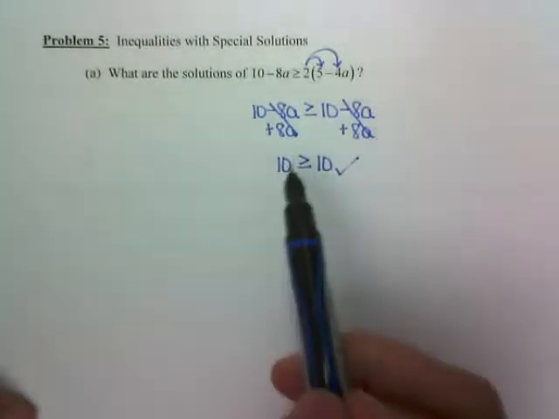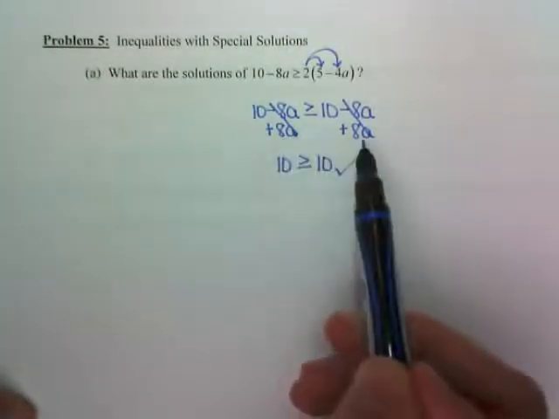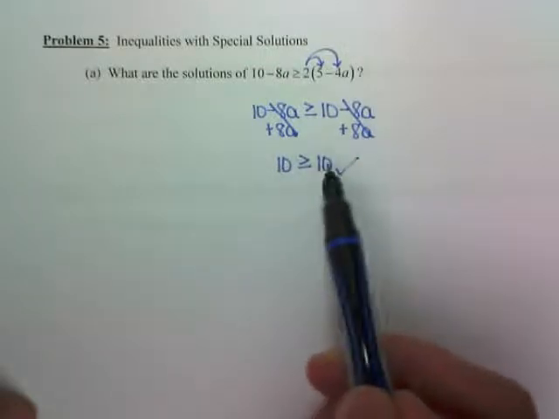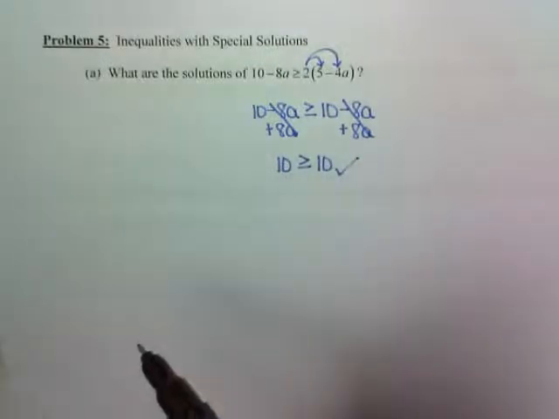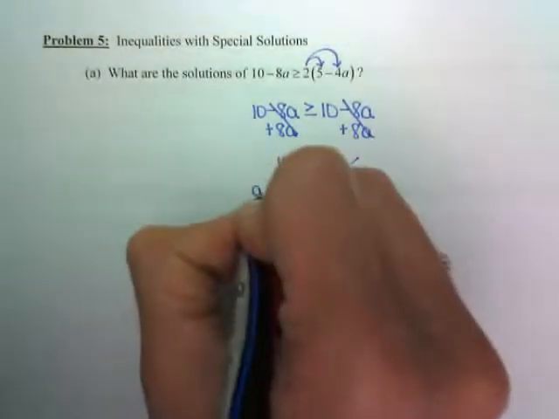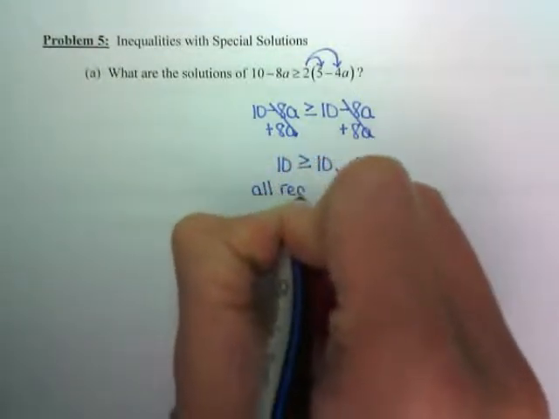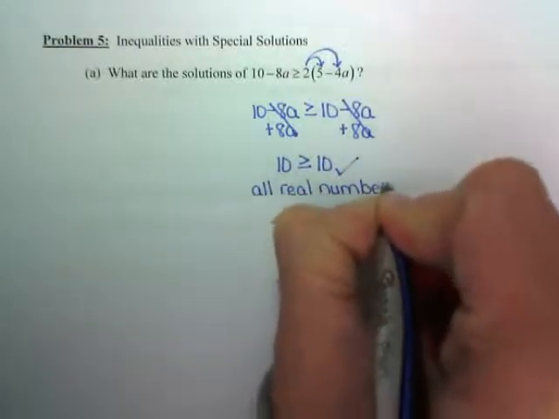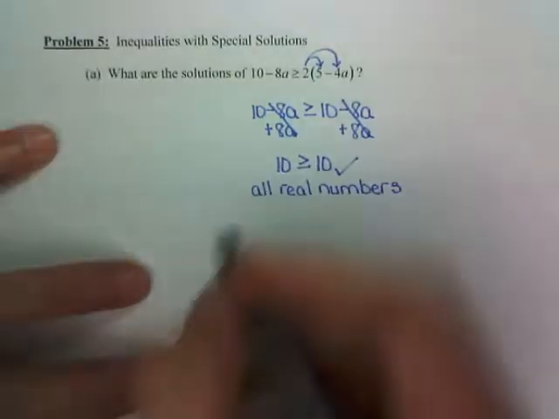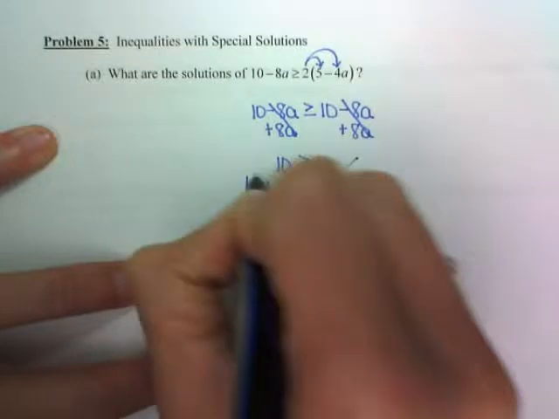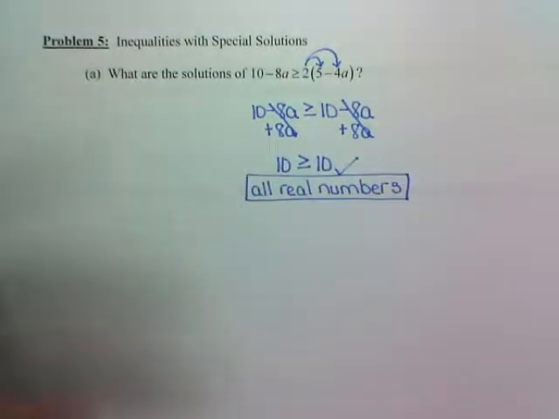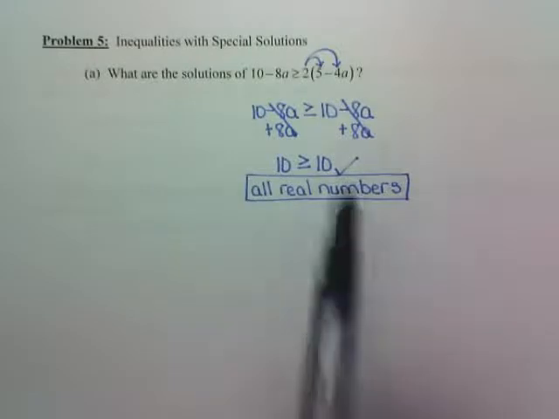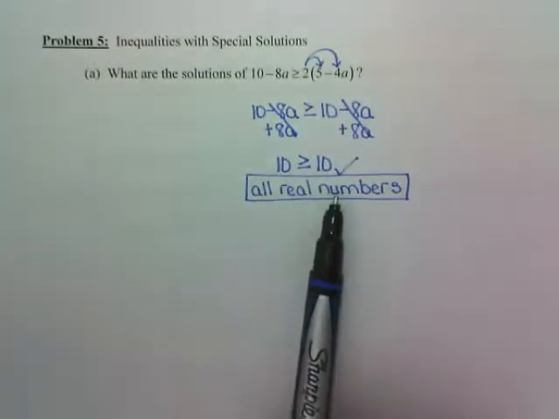Anytime that you have a true statement, you've lost your variables, that's one way to think of it, and you've been left with a true inequality statement, then we will say our solutions are all real numbers. So if I ask you to box in your answer, this is what you're going to box in: all real numbers. Not the 10 greater than or equal to 10. That's not the solution. That just tells us that since no matter what I do, I'm going to get a true statement, then I can use any number I want.